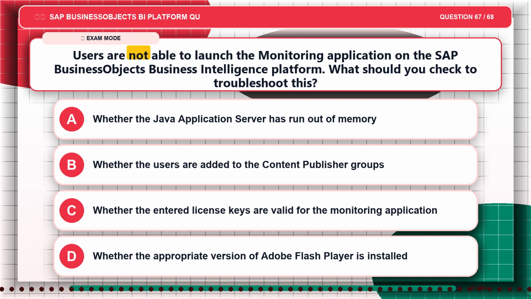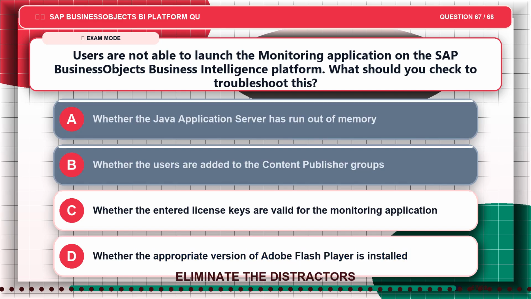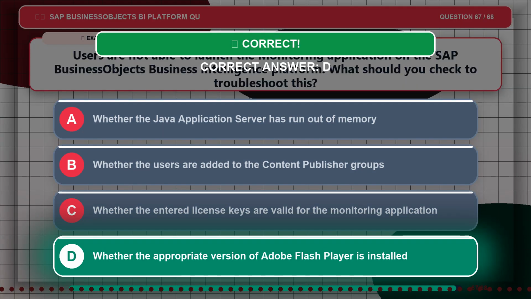Question 67. Users are not able to launch the monitoring application on the SAP BusinessObjects Business Intelligence Platform. What should you check to troubleshoot this? Option A, whether the Java application server has run out of memory. Option B, whether the users are added to the content publisher groups. Option C, whether the entered license keys are valid for the monitoring application. Option D, whether the appropriate version of Adobe Flash Player is installed. The correct answer is option D. Whether the appropriate version of Adobe Flash Player is installed.